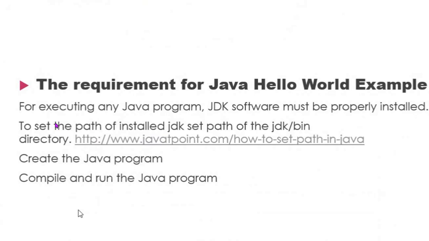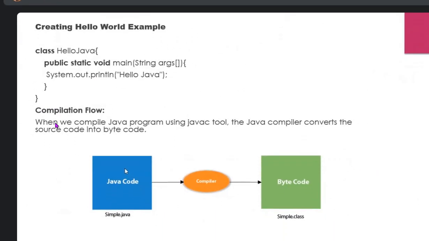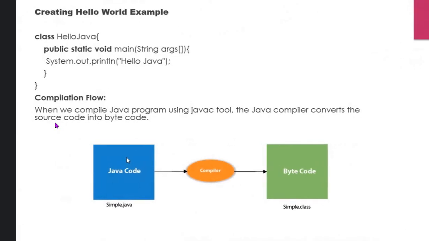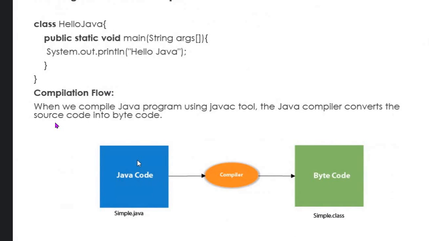First, we have to write a program. I wrote this one yesterday and showed you how I wrote it. So this is the program, and the compilation flow that happens is represented with a picture: we have Java code, and it gets compiled into bytecode. When we compile a Java program using the javac tool, the Java compiler converts the source code into bytecode.